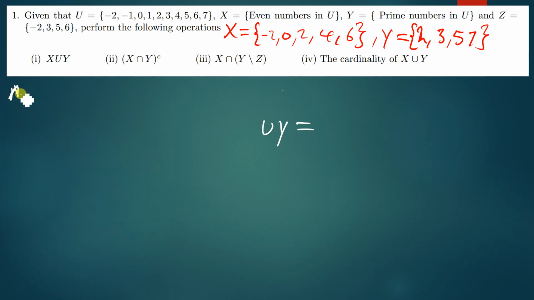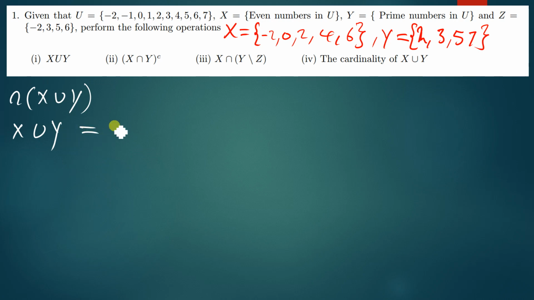Okay, so I was saying the cardinality of x union y is simply the number of elements that are in x union y. So what is x union y? So let us first find what x union y is. It's just that I've deleted it. That was the first question that we found.